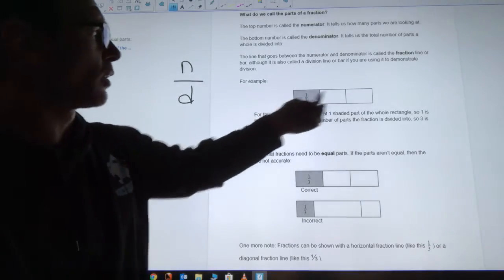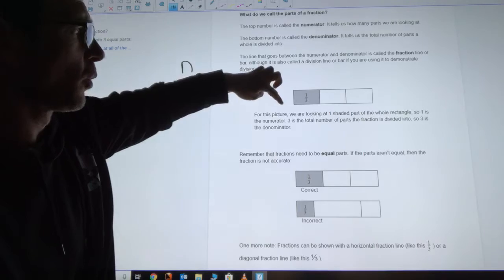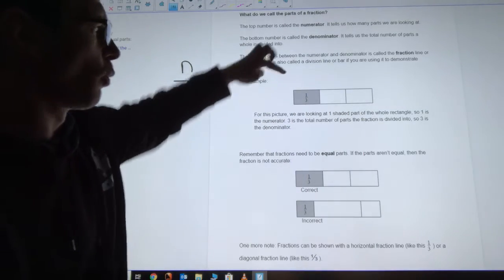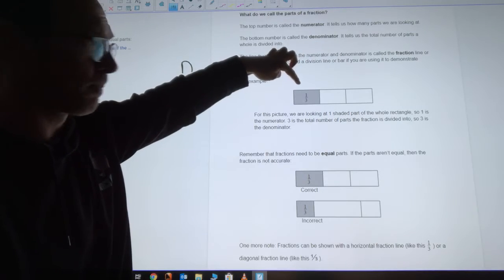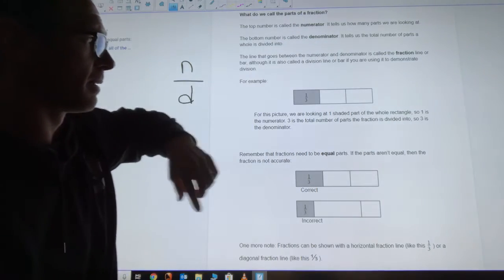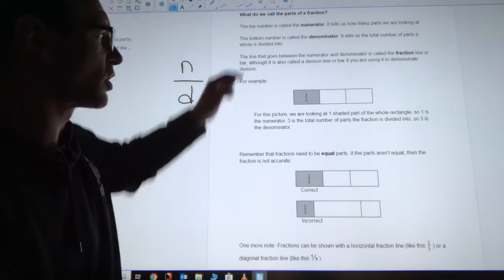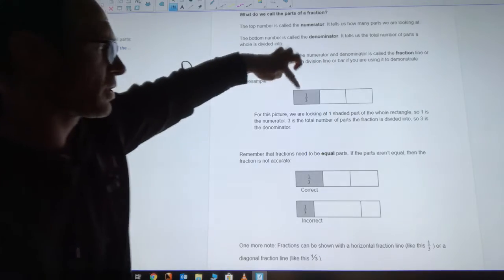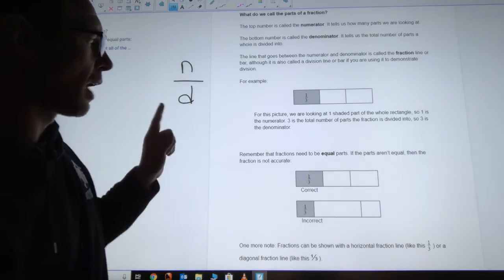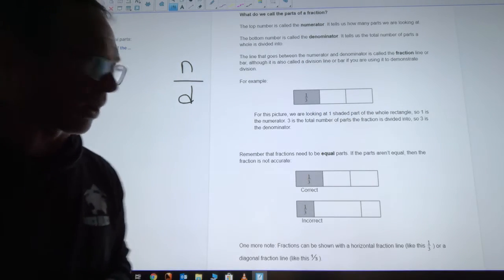Here's an example. So just like I had on the first page, this is 1/3. So for this picture, we're looking at one shaded part of the whole rectangle. So the 1 is the numerator. 3 is the total parts that the whole is divided into. So 3 is the denominator. It's 1 out of these 3 parts. So 1/3. Very important to remember that fractions need to be equal parts, right?